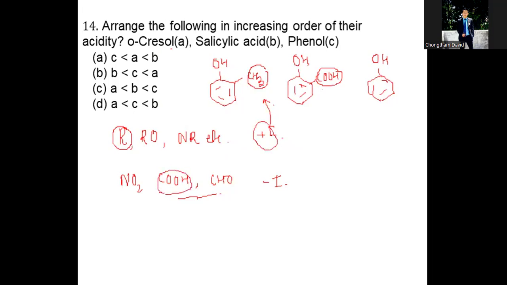So you can easily answer the question. The sequence will be cresol, this is cresol, this is salicylic acid B, and this is your phenol. The sequence will be: plus I effect showing cresol less than phenol, then last of all is salicylic acid. So the sequence will be A, C, and B. So option number D will be the correct answer.